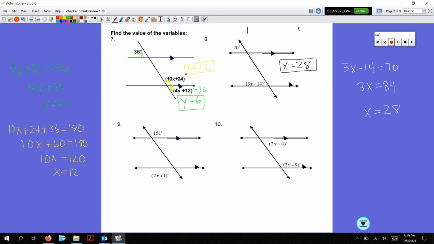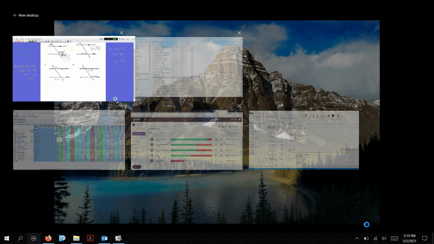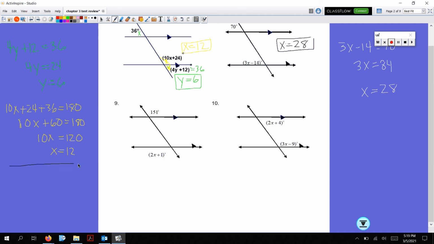Okay, moving on to number 9. I'm going to just draw a line here, separate. Okay, so number 9, 150 degrees, and this expression 2x plus 1 are alternate exterior. They are congruent.